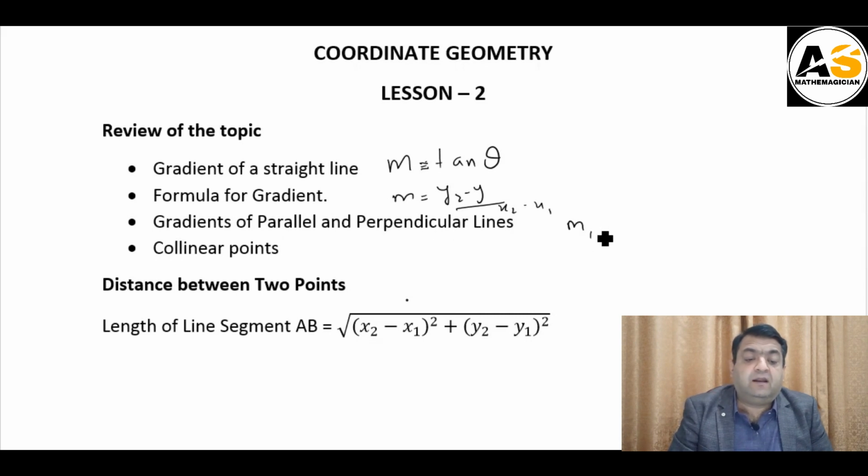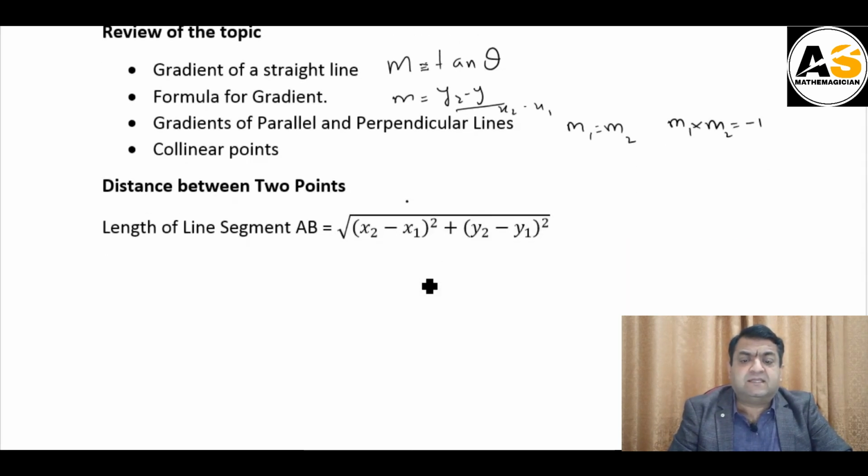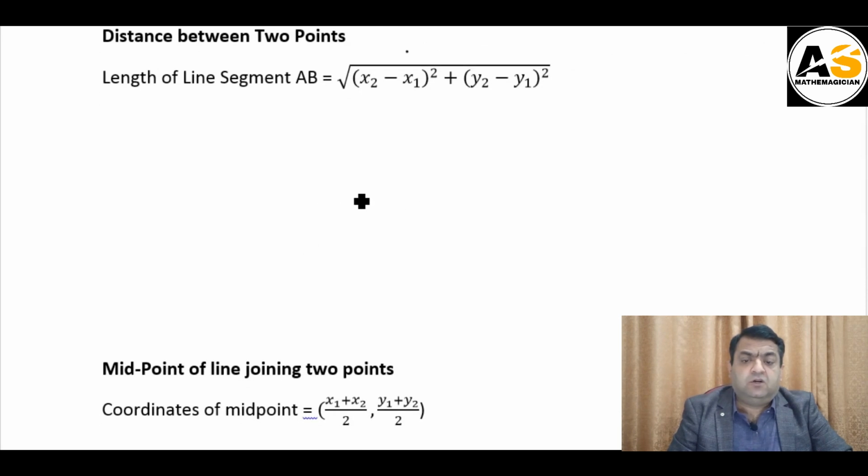Third was gradient of parallel lines and perpendicular lines. If two lines are parallel, their gradients are equal, and if they are perpendicular, the product of their gradients is -1, or their gradients are negative reciprocals of each other. Last thing which we learned in lesson number 1 was collinearity of 3 points. If 3 points A, B, C are collinear, the gradient of AB is equal to gradient of AC is equal to gradient of BC.